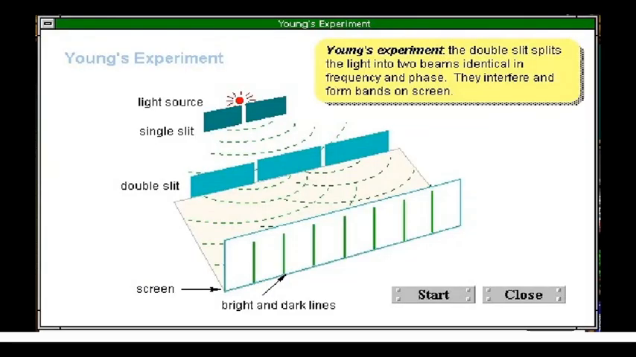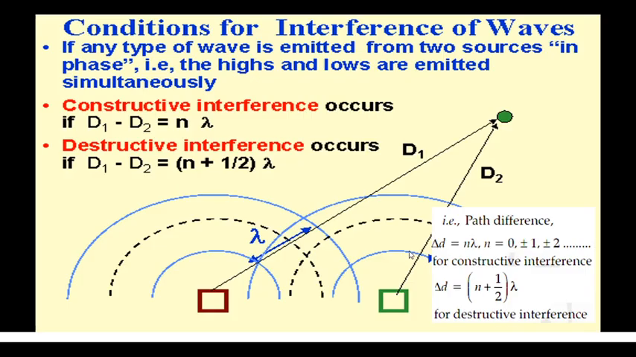So this is the experiment again showing the Young's double slit experiment. So here we are having a monochromatic light source and it is passed through a small slit and again two slits. So this is the double slits, and from there you can see bright as well as dark lines showing the constructive and destructive interference. The double slit splits the light into two beams identical in frequency and phase. They interfere and form bands on the screen. Now, what is the condition for interference of waves?